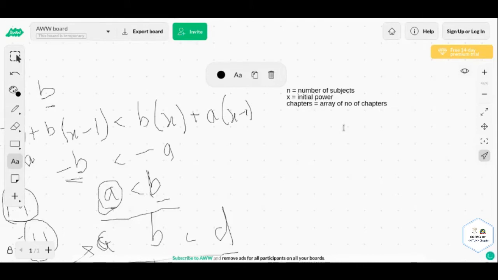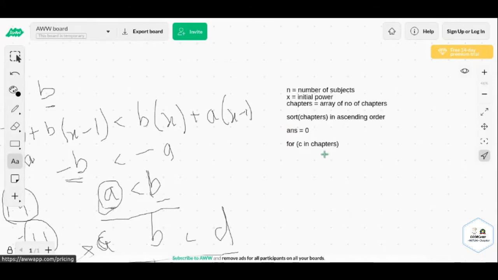Okay, so what we do is that first of all we sort chapters in ascending order, and then let's initialize our answer with 0. For every chapter C in chapters, answer plus equals C multiplied by X. C is the number of chapters and X is the hours required per chapter.